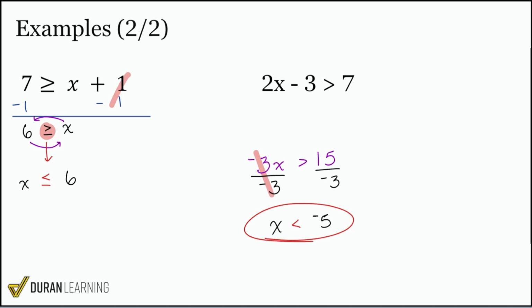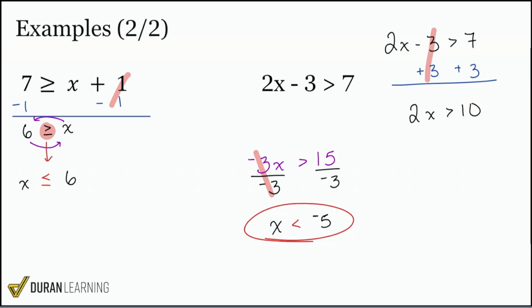I want to make sure that everybody feels good about it. So I'll write out the solution right over here, but don't worry if this doesn't make sense. It's all good. The first step would be to add 3 to both sides. And once we do that, that'll cancel on the left, leaving us with 2x is greater than 10.